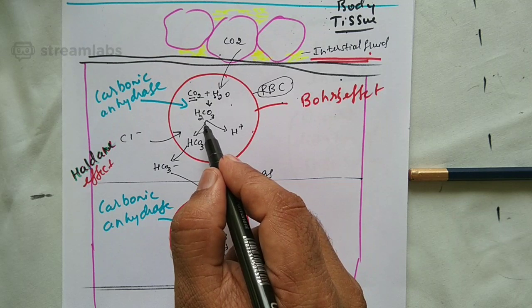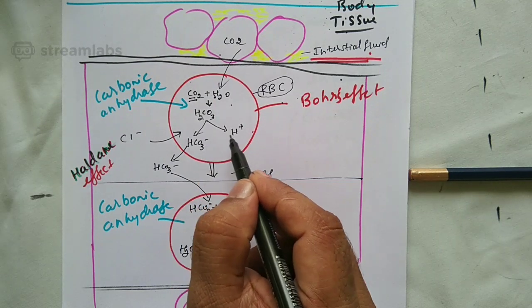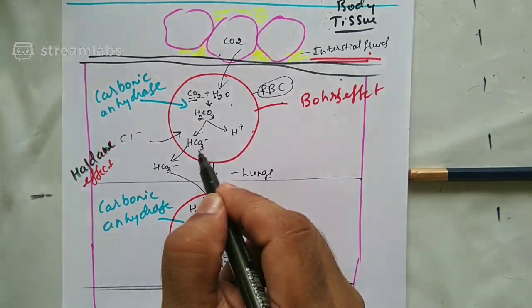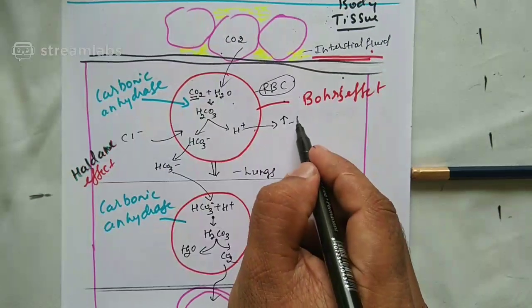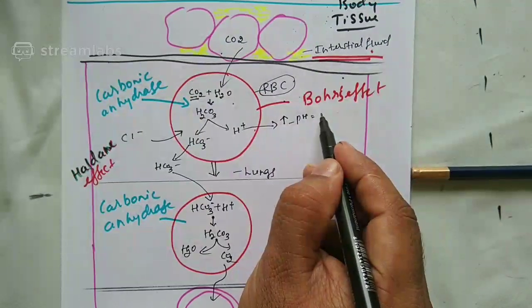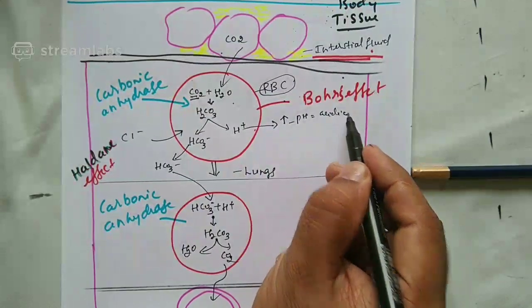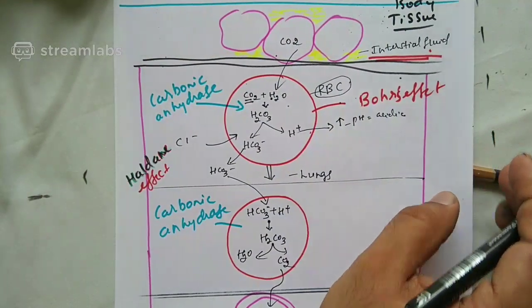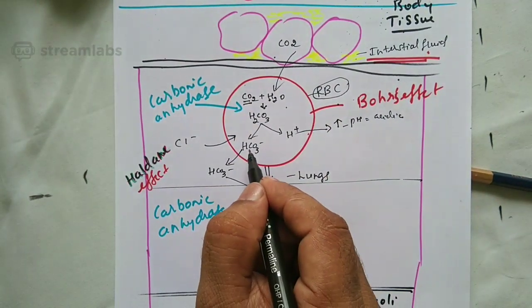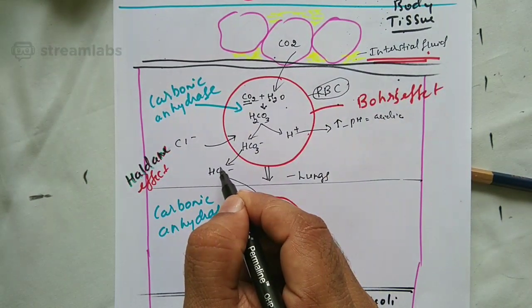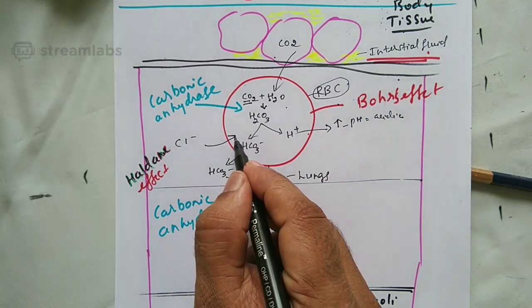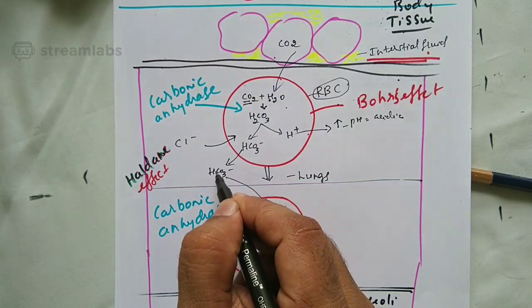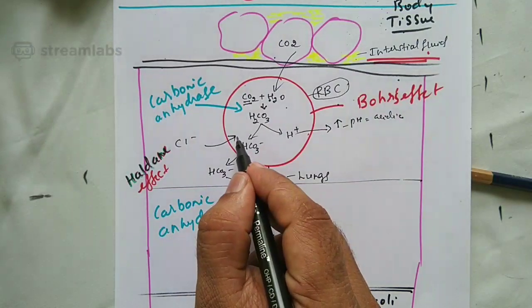H2CO3 will dissociate into HCO3 minus and H plus. H plus means that the pH is becoming acidic. Please remember that. And as the pH becomes acidic here, one more thing you should remember. HCO3 goes outside of the RBC. Chloride comes inside here. It's an antiport. HCO3 goes outside, chloride comes inside.